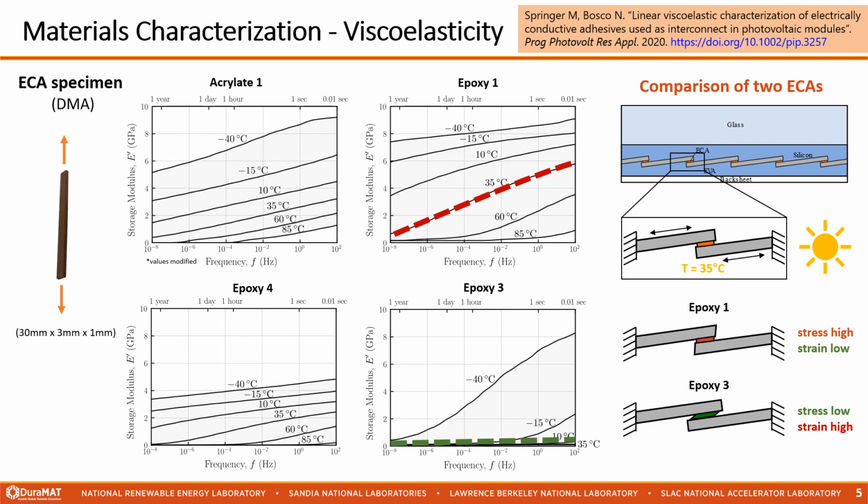The higher storage modulus of epoxy 1 leads to higher mechanical stresses inside the ECA joint, but lower deformations and therefore strains. On the other hand, the lower storage modulus of epoxy 3 allows for greater deformation and therefore higher strains, but lower stresses. Further details on this work can be found in our paper.